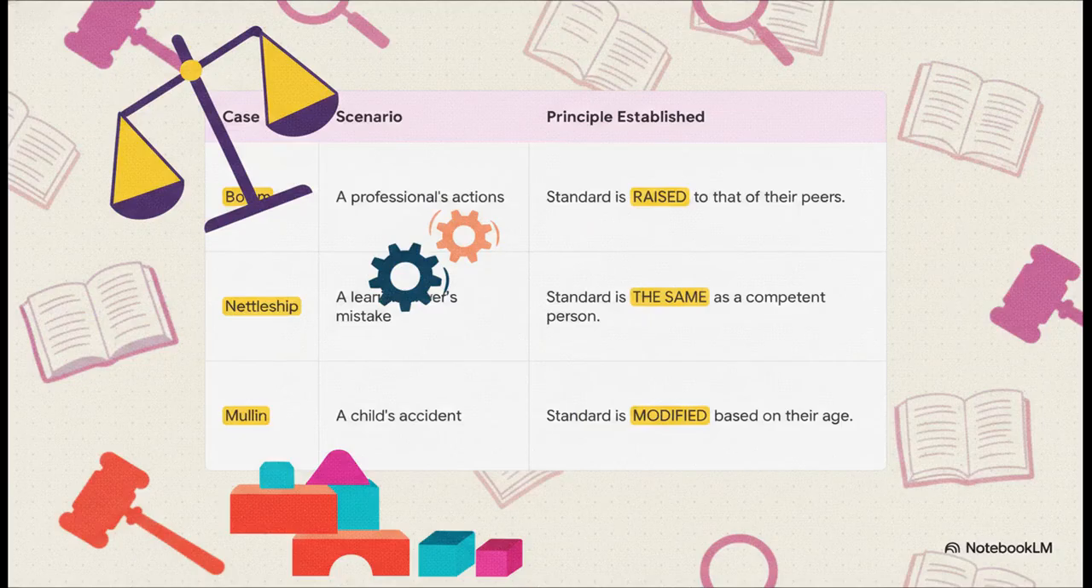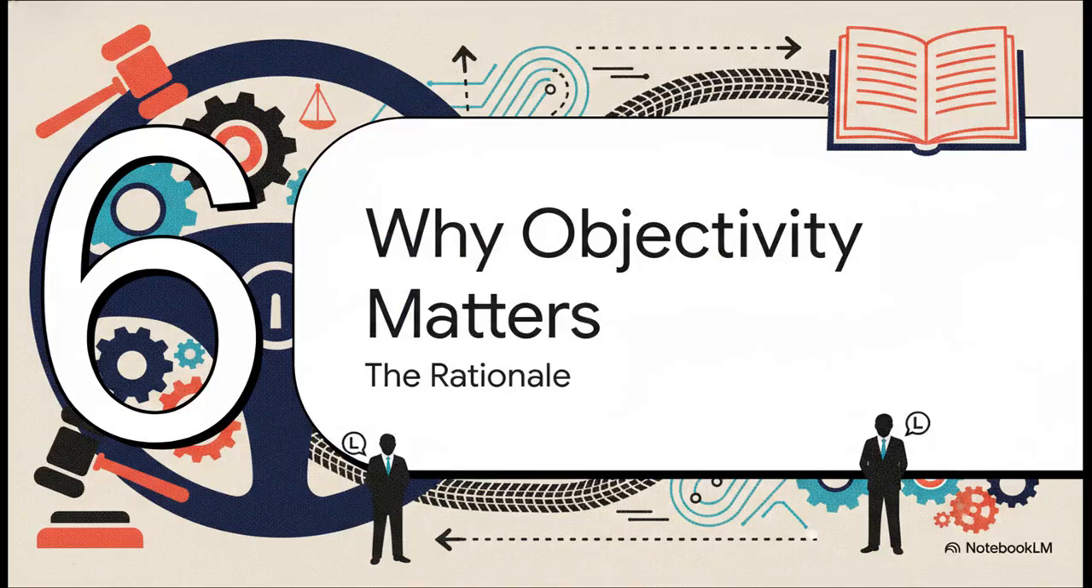All right, let's just pull this all together for a second. The Bolam case raises the standard for professionals. The Nettleship case keeps that standard exactly the same for the inexperienced, and the Mullen case modifies the standard for children. Three key scenarios, three very different outcomes. At this point, you might be thinking, wow, holding a learner driver to the same standard as an expert, that seems really tough. And it is.